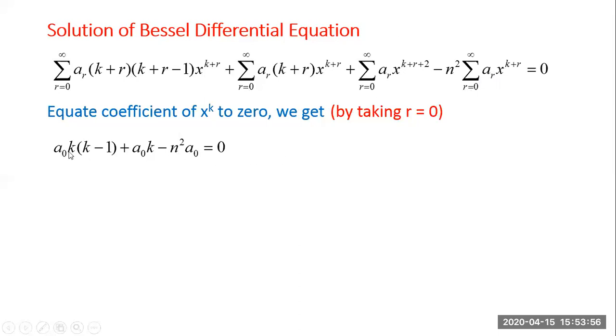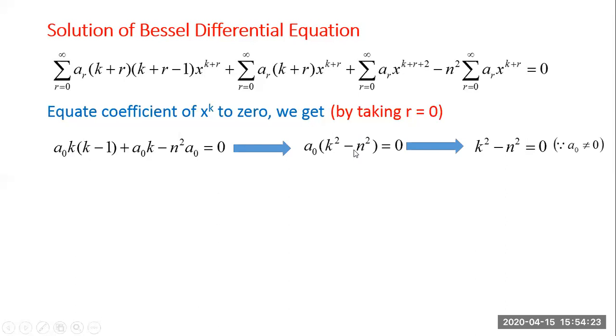If you observe here, a naught is common. So take a naught as common. k into k minus 1 plus k becomes k square minus k plus k, so I get only k square minus n square, and it is equal to 0. The product of two terms is equal to 0 means one of them is 0. But we know a naught is not equal to 0. So since a naught is not equal to 0, k square minus n square must be 0.